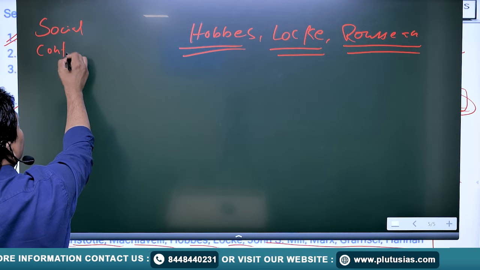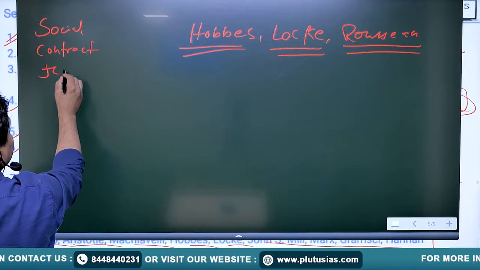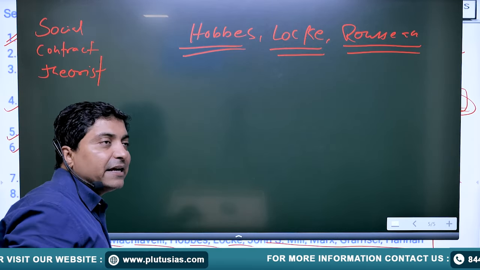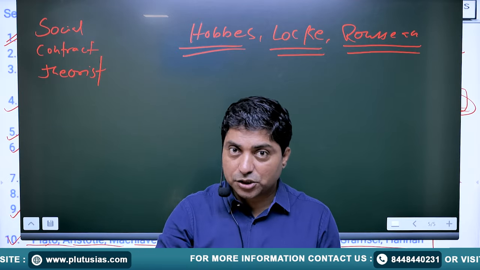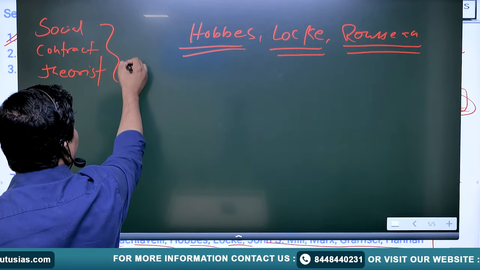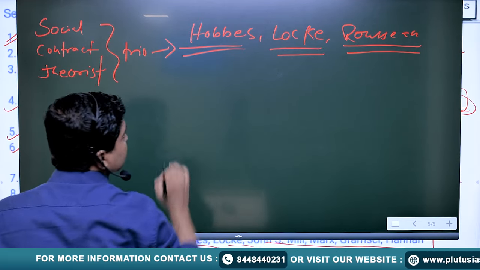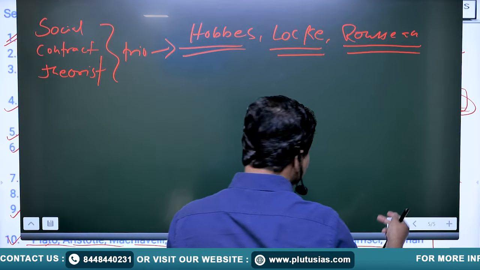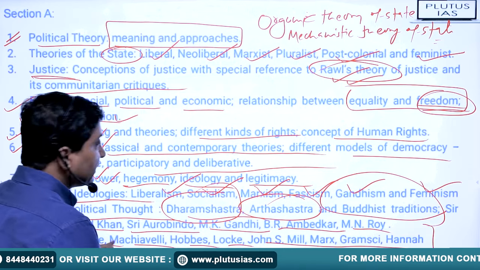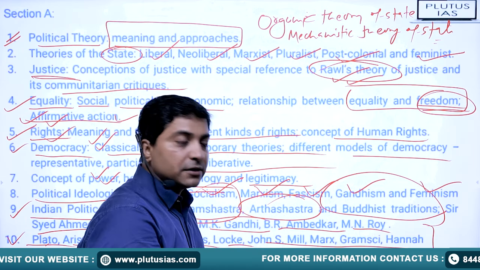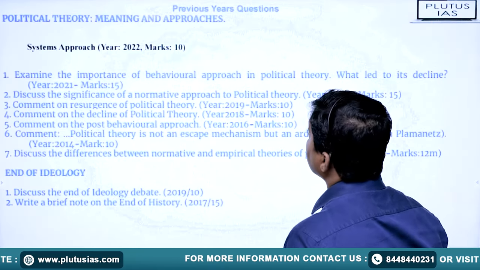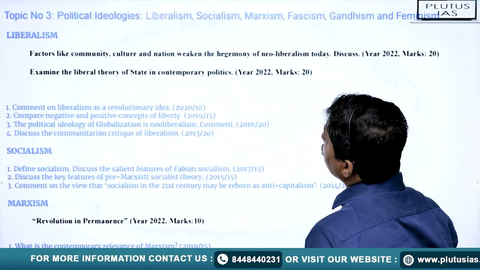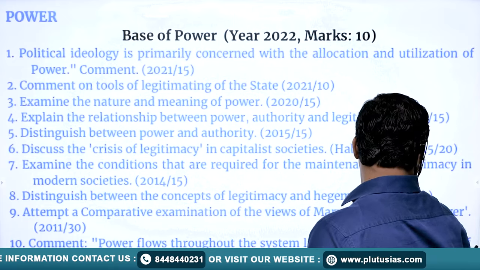So you had the trio of Socrates, Plato and Aristotle, and you have this trio here. In Western political thought, we need to study a lot, and it takes lots of time, right? Now let me move to the syllabus part, then I'll talk about the questions.